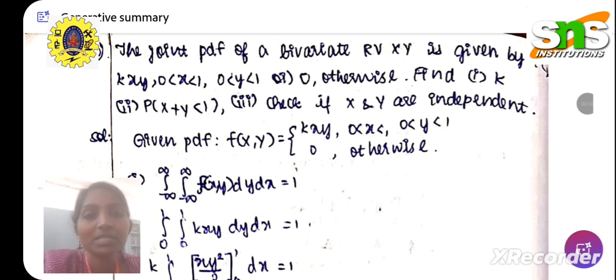This is a lecture video series on the course Probability and Statistics, and we are on to the topic two-dimensional random variables. Here we have a problem. In the previous classes also we have seen some problems regarding the two-dimensional random variables within the given range, and here we have an extra question that we have to check for the independency concepts of both the random variables x and y.